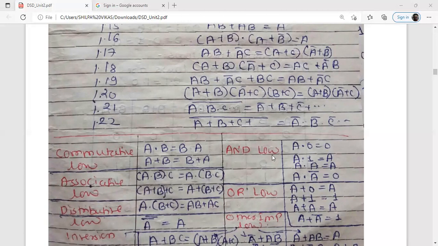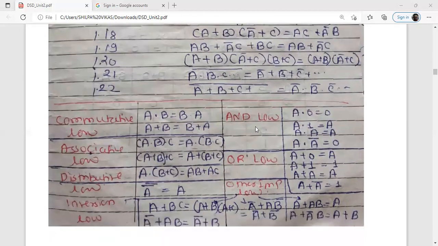The AND law is the multiplication law. A dot 0: if you multiply anything with 0, the output is 0. If you multiply with 1, the output remains the same. A dot A bar is equal to 0, as we have seen. This is the AND law. Now the OR law: A plus 0 is equal to A, A plus 1 is equal to 1, A plus A is A, and A plus A bar is equal to 1. So this is the OR law.